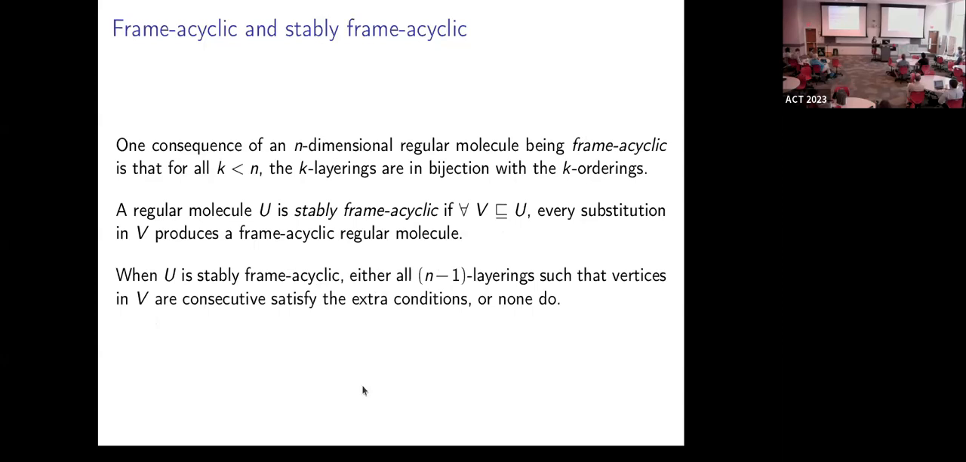So just to make a little summary, we have that the k layerings and k orderings are in bijection, okay? And then for the stably frame acyclic ones, once we find an n-1 ordering in which these elements of V are consecutive, then we only need to check for that ordering. If it fails, then it fails for any such ordering or layering.